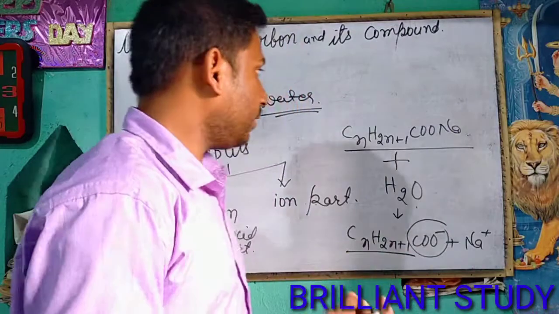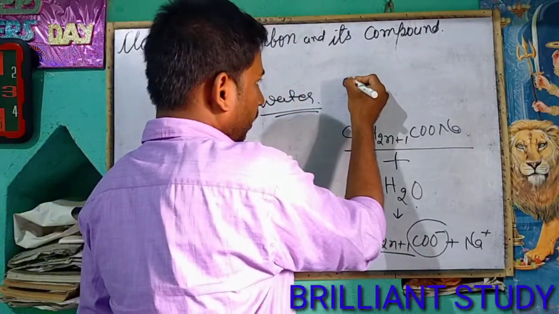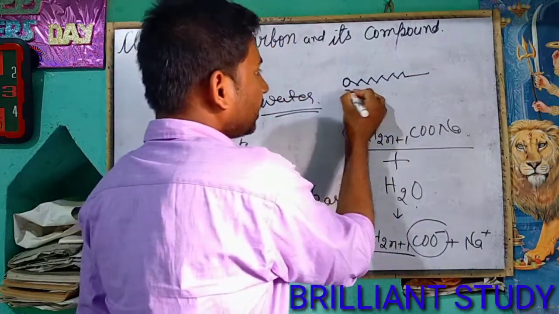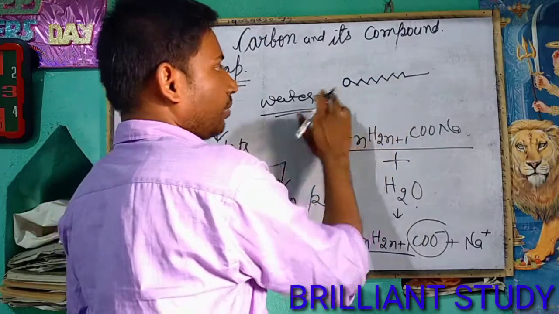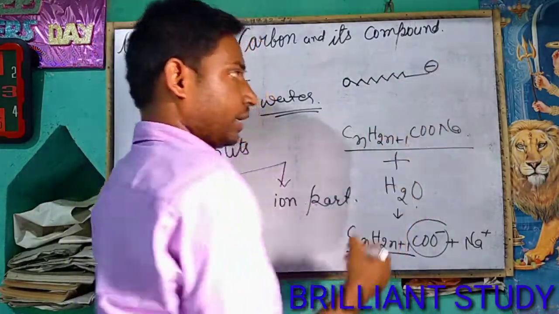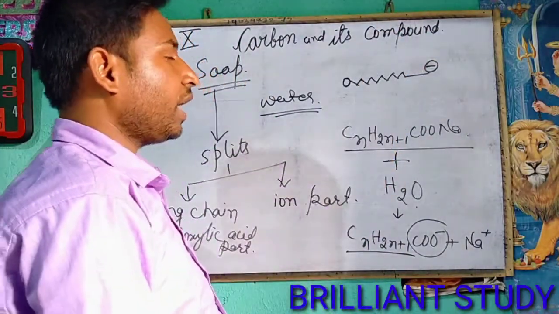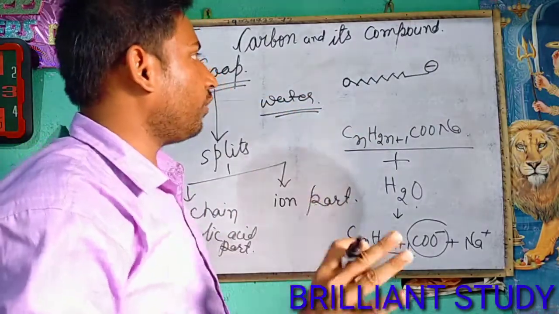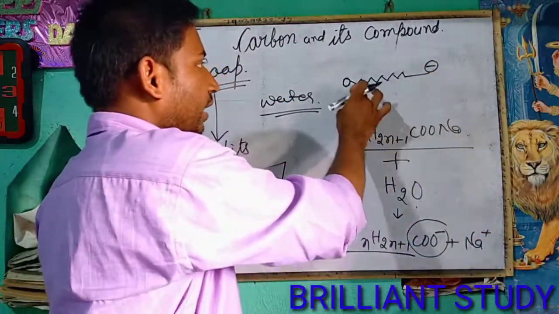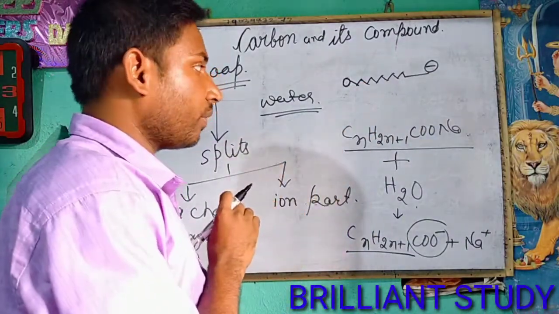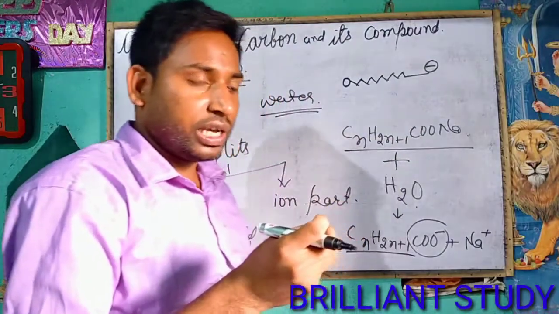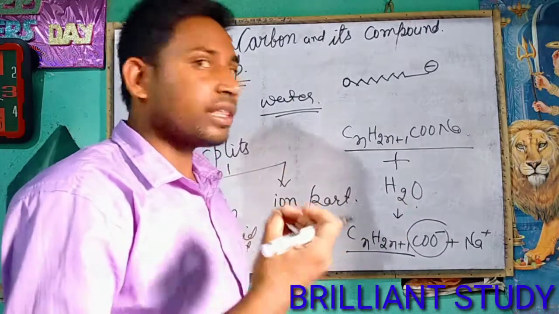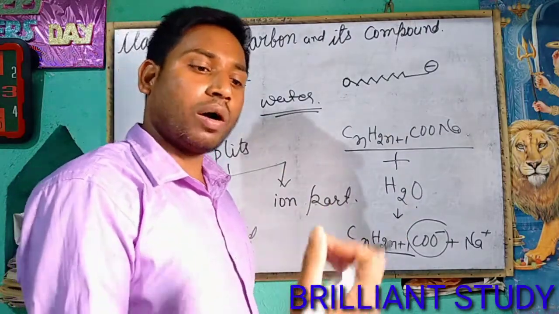To understand it better, we draw the structure. Suppose this is the long carboxylic part, and this is the ionic part. In this case, each and every molecule of soap will have two ends, the ionic end and the long chain carboxylic end, which have the characteristic to dissolve in water, or in oil, grease, or any other organic compounds.